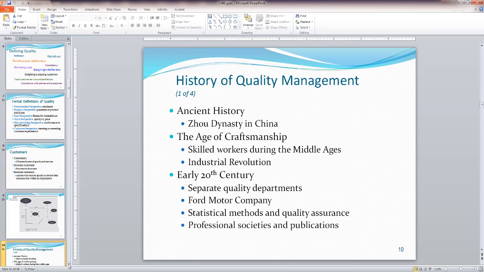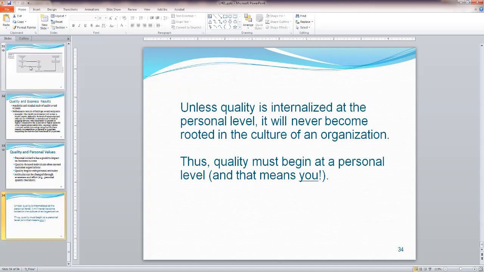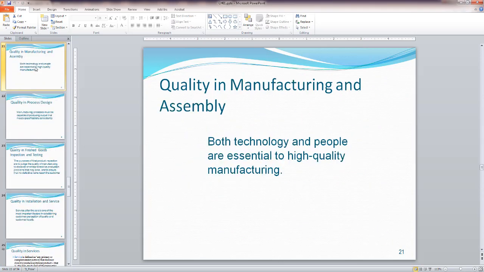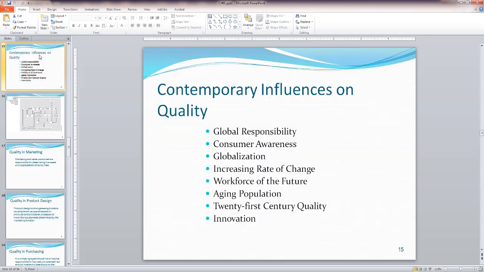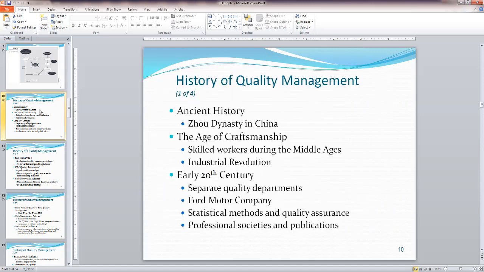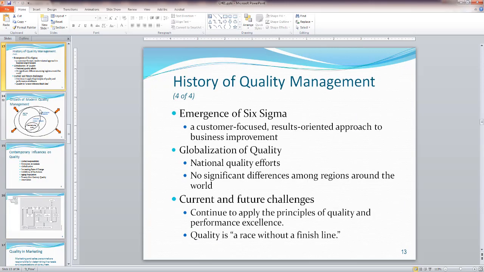This is just a real quick history of quality management all the way through. I'm not going to bore you with that. Boy, I did it again. Look at that. One of these days I got to figure out how to keep that from happening. And I apologize again for this. But the history we're not going to go over. You can read these on your own.